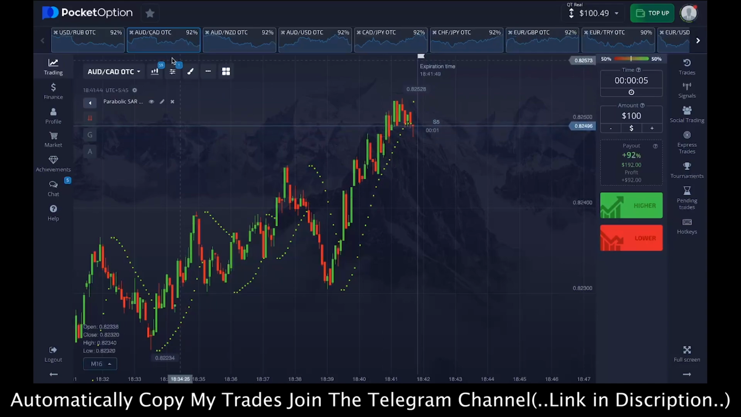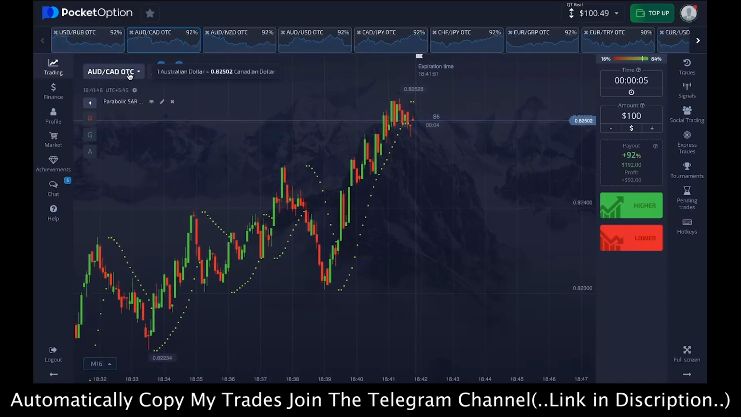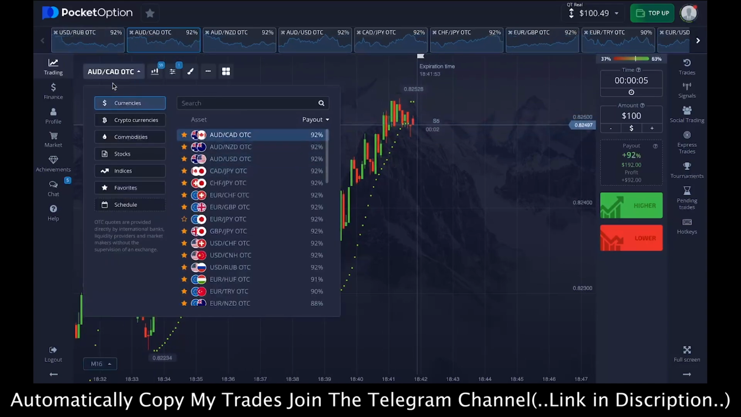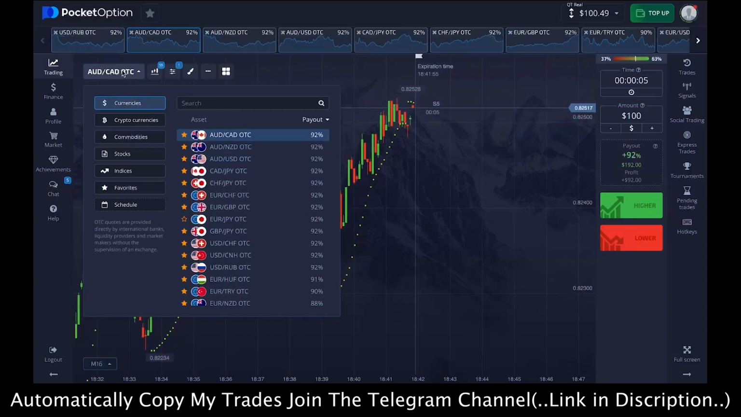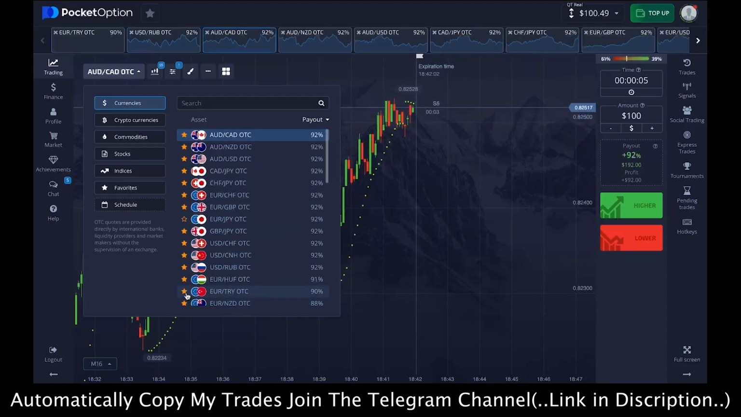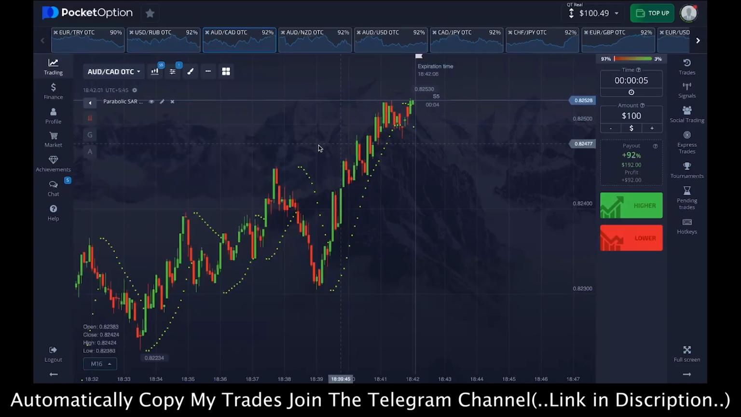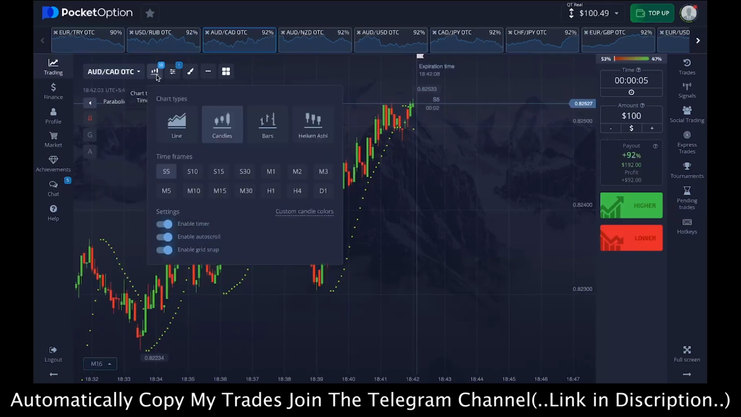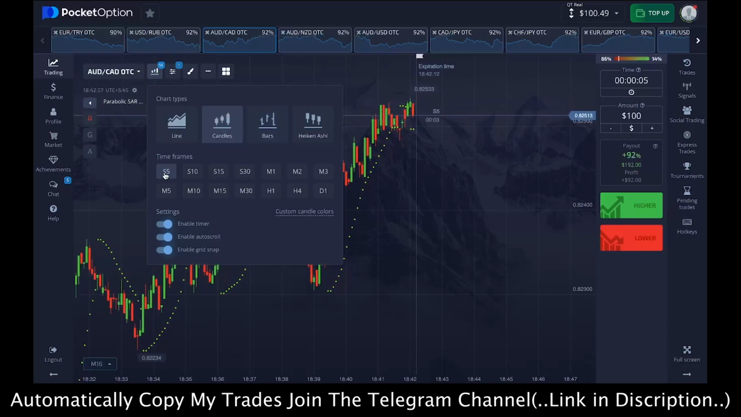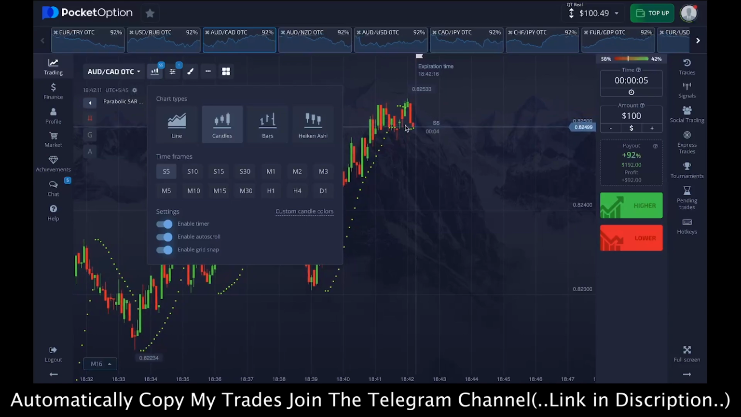So the first thing you need to do is select this OTC pair, and in this place, just click on it and then make all of the currency pairs that have over 90% payout your favorites. Just make the star yellow, and then it will start to appear here at the top. Once you do this, click on this candle icon, select these candles and make it 5. Okay, and you can see all of these candles are forming in a 5-second time frame.